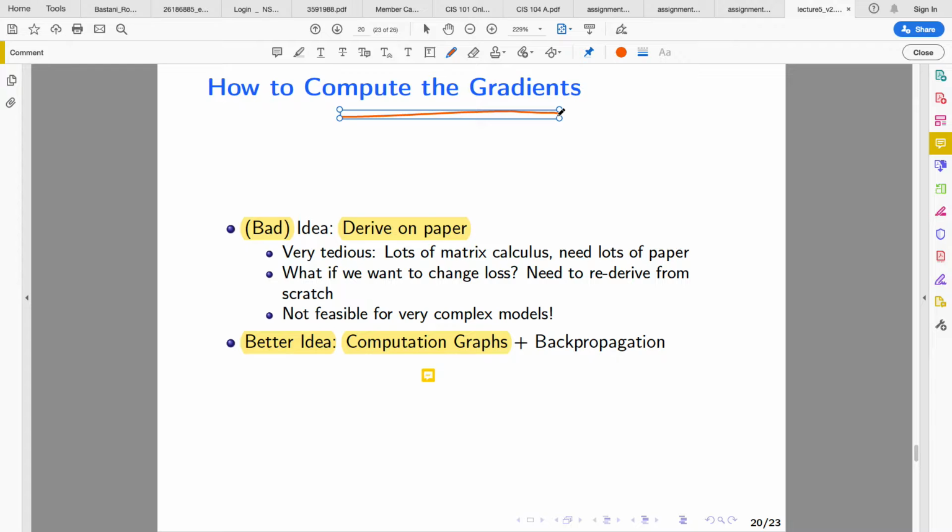We can decide to compute the gradient using paper and trying to walk through the gradient. This will be very tedious because there is a lot of matrix calculus that we need to do. And if we change the loss, we need to rederive from scratch. This will not be feasible for a complex model. So the best way is for us to use computational graphs with backpropagation. And that's the essence of this series.